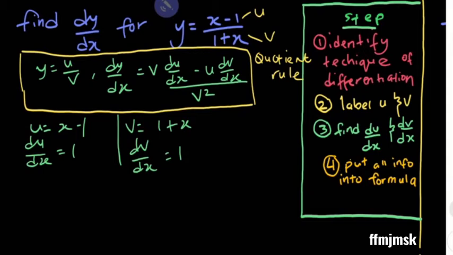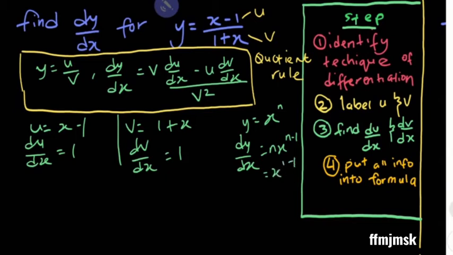Okay, I hope you still remember how to find the derivative for u and v. We use the basic rule of differentiation. If you still remember, if y equal to x power of n, then dy over dx will be nx power of n minus 1.